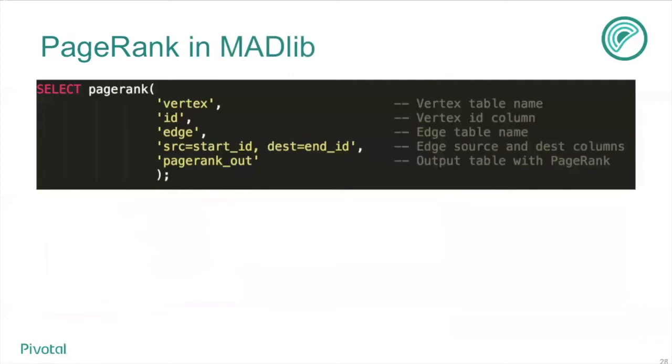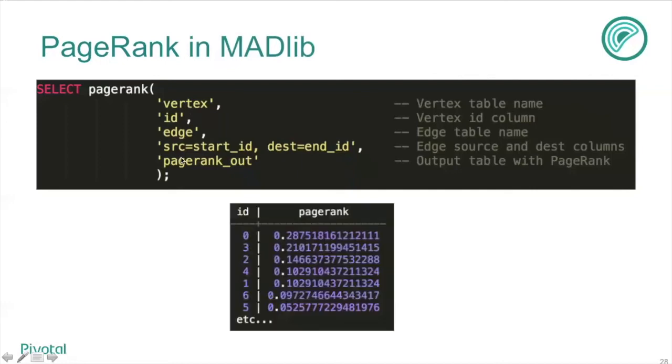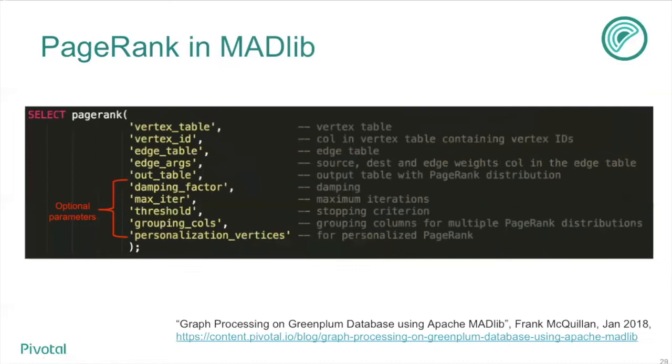The way to run a PageRank is with a simple select statement. I select PageRank, I specify the vertex and edge tables and the output table, and that's essentially it. So then I get an output of PageRank by vertex ID. Now you could implement your own PageRank in SQL, but it would be a project, and also you'd need to do performance testing to ensure that it scales to very, very large graphs.